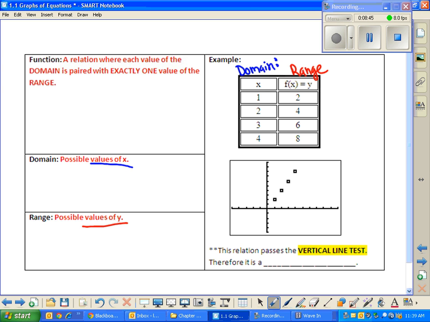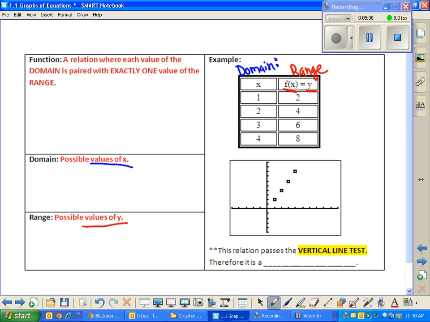Depending on the teacher that you had last year and the book that you're looking at this year, some books use f of x to denote the range. Some just denote range with y. I use them interchangeably. They're synonyms. f of x and y are the same thing. It's just function notation versus y equals notation.